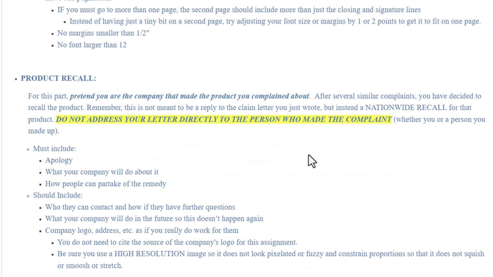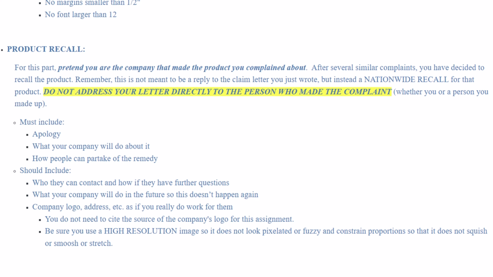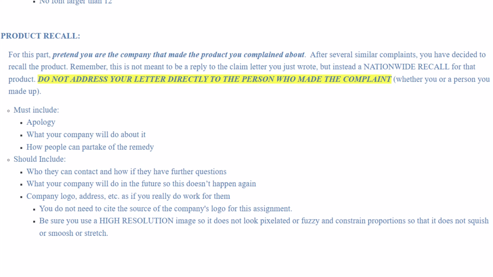On the product recall, you again are the company that made the product that's being complained about. Do not address this letter directly to the person who made the complaint. Make sure this is nationwide. For the purposes of the product recall, I want you to make it look as official as you can. So for that purpose, if you would like to use the logo of the company, you're welcome to grab one from the internet and use it for this assignment, because we will not be posting this anywhere else. It is not plagiarism when you're turning it in class. And just make sure that you don't squish that logo or smush it or stretch it. Make sure you're using a high resolution copy so it doesn't look pixelated.